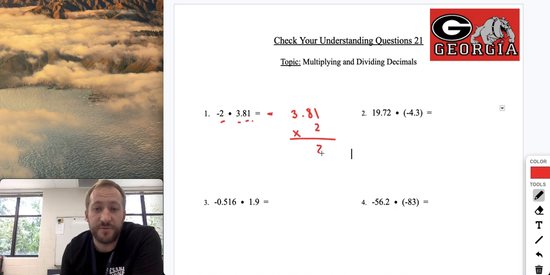2 times 1 gives me 2. 2 times 8 gives me 16. Carry the 1. 2 times 3 gives me 6. Plus 1 is 7. And that's it.